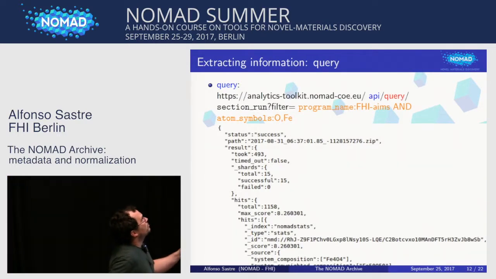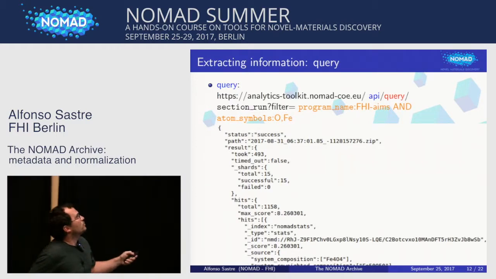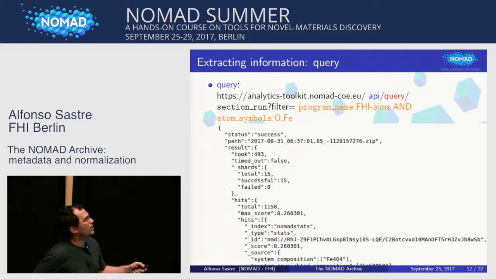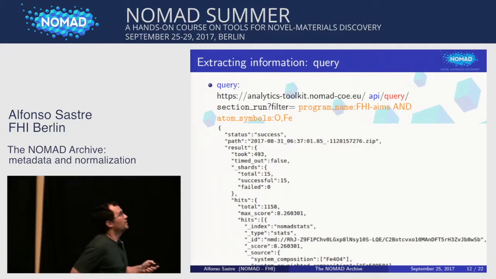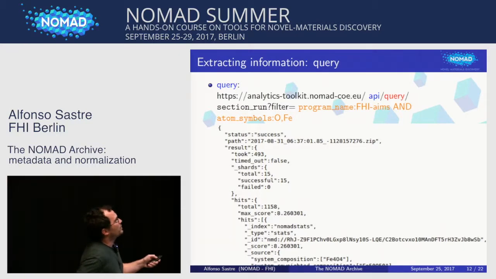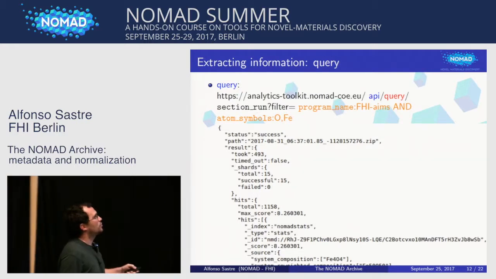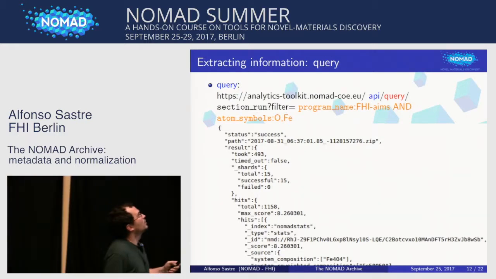Essentially, you are going to get a file name, which you can use later to download the whole query. You can also see a small sample of what we found. This is our ID, so with this strange string you can identify the calculation in NOMAD. And you also have some properties about the calculation, like the system composition and so on.